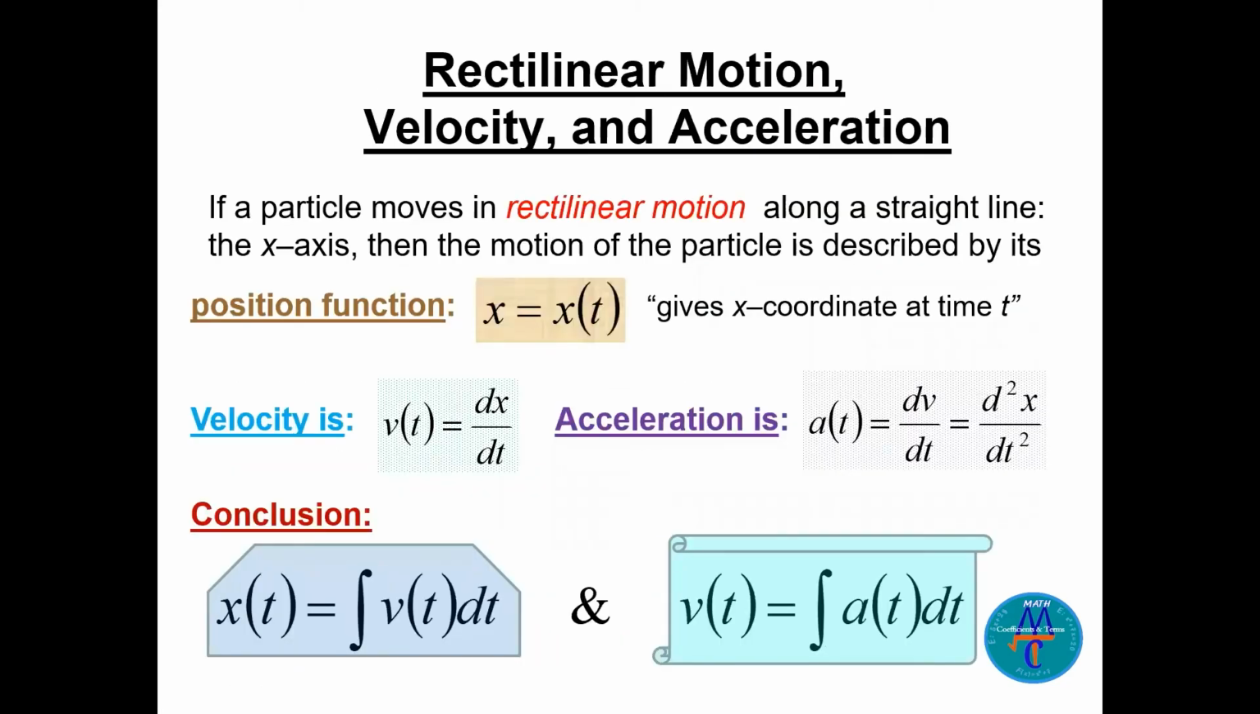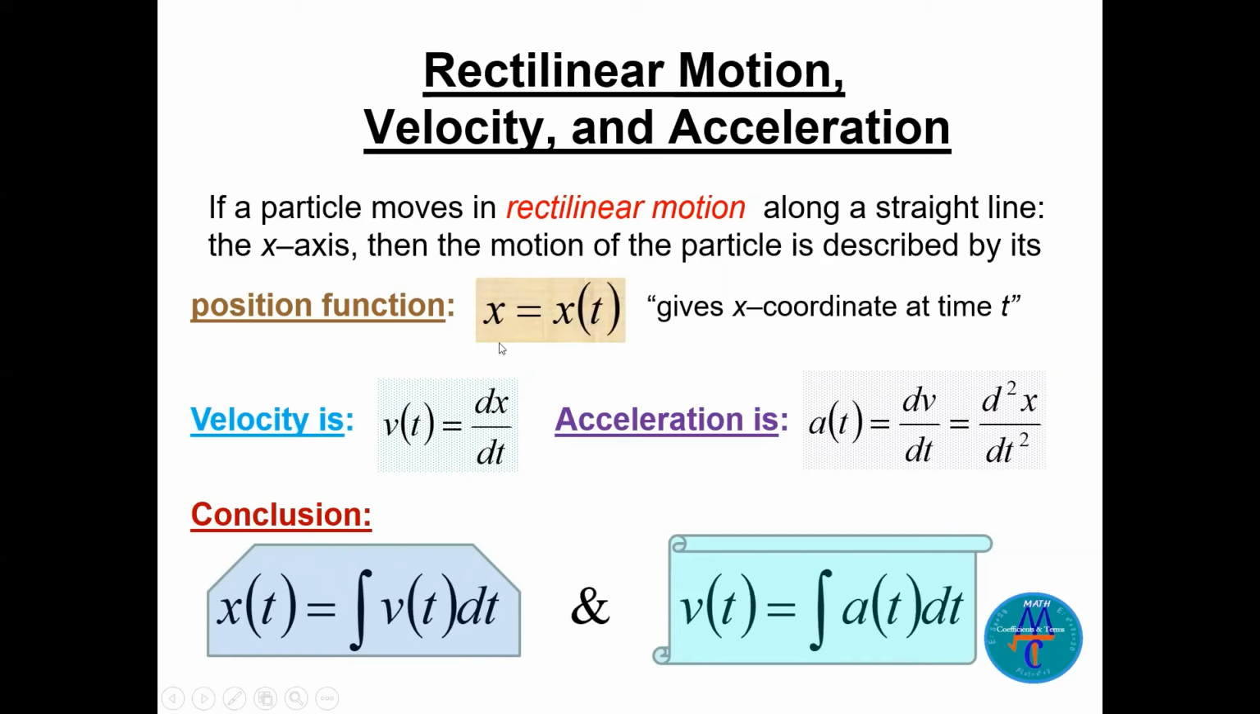Now this is about velocity and acceleration. If we have a particle moving in rectilinear motion along a straight line, maybe on the x-axis, then the motion of the particle is described by the position function. That's the important point you have to know. Position function, which is x. We can write it as x of t. At time t, it is changing. So x is equal to x of t.